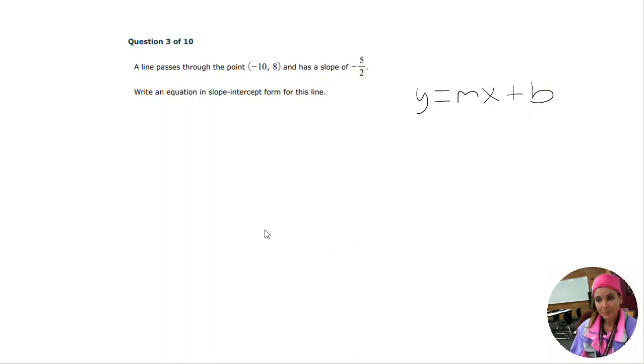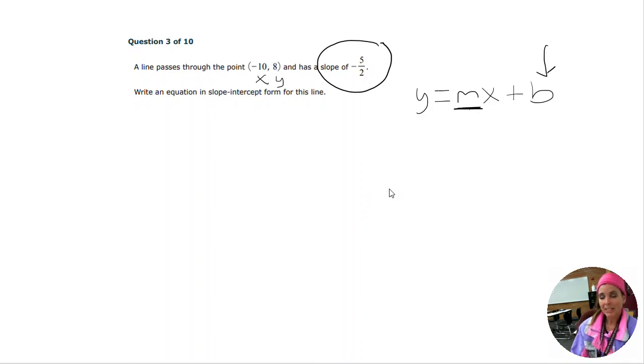y-intercept. Now, in this particular situation, it says a line passes through the point -10, 8, and has a slope of -5/2. So if the line passes through the point -10, 8, that means the x of the point is -10 and the y is 8. And they told us that we have a slope of -5/2. So we have the m. What we don't have is the b.